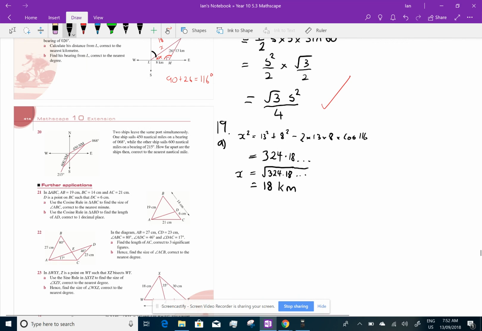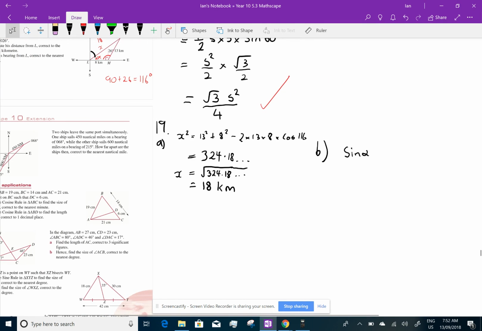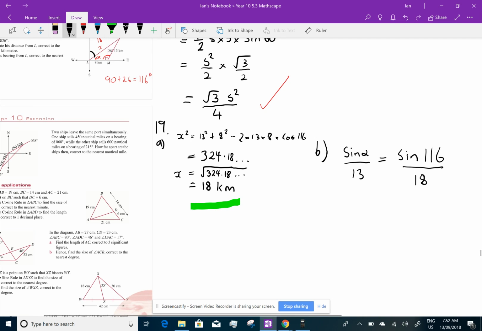So here's B. And what am I finding? Sine alpha over 13 equals sine 116 over 18. Now that's a rounded answer. Remember, 18 kilometres from over here. We've rounded that. So we'll see what we get. So sine alpha equals 13 sine 116 over 18.